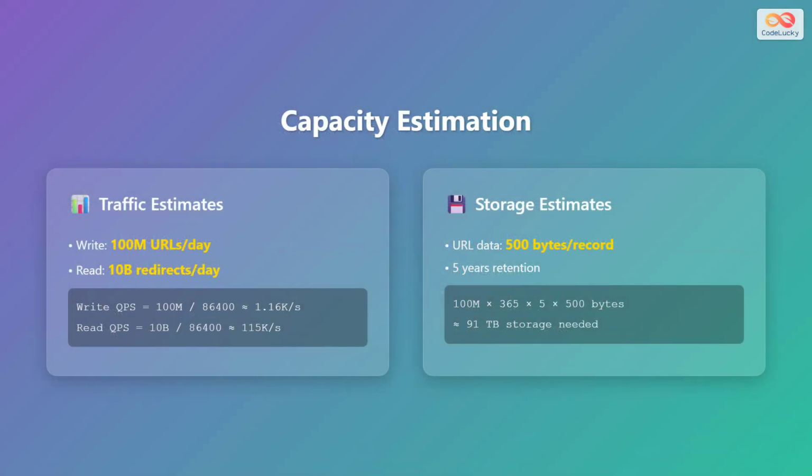Next, let's estimate the system's capacity. The write requests are expected to be 100 million URLs per day, and the read requests are expected to be 10 billion redirects per day. This translates to approximately 1.16 thousand writes per second and 115,000 reads per second. As for storage, assuming each URL record takes 500 bytes and a retention period of 5 years, we would need approximately 91 terabytes of storage.